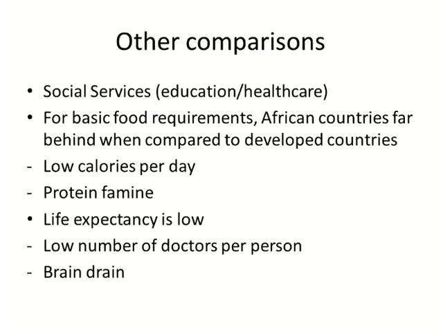If we want to compare levels of development in other areas, social services, education, healthcare, one measure is basic food requirements. African countries fall far behind there too. When we look at basic food requirements, we look at low calories per day, and we have protein deficiency. So even if we are consuming calories in terms of carbohydrates, we're not consuming enough protein. Life expectancy is low. There's a low number of doctors per person, and of course, brain drain.